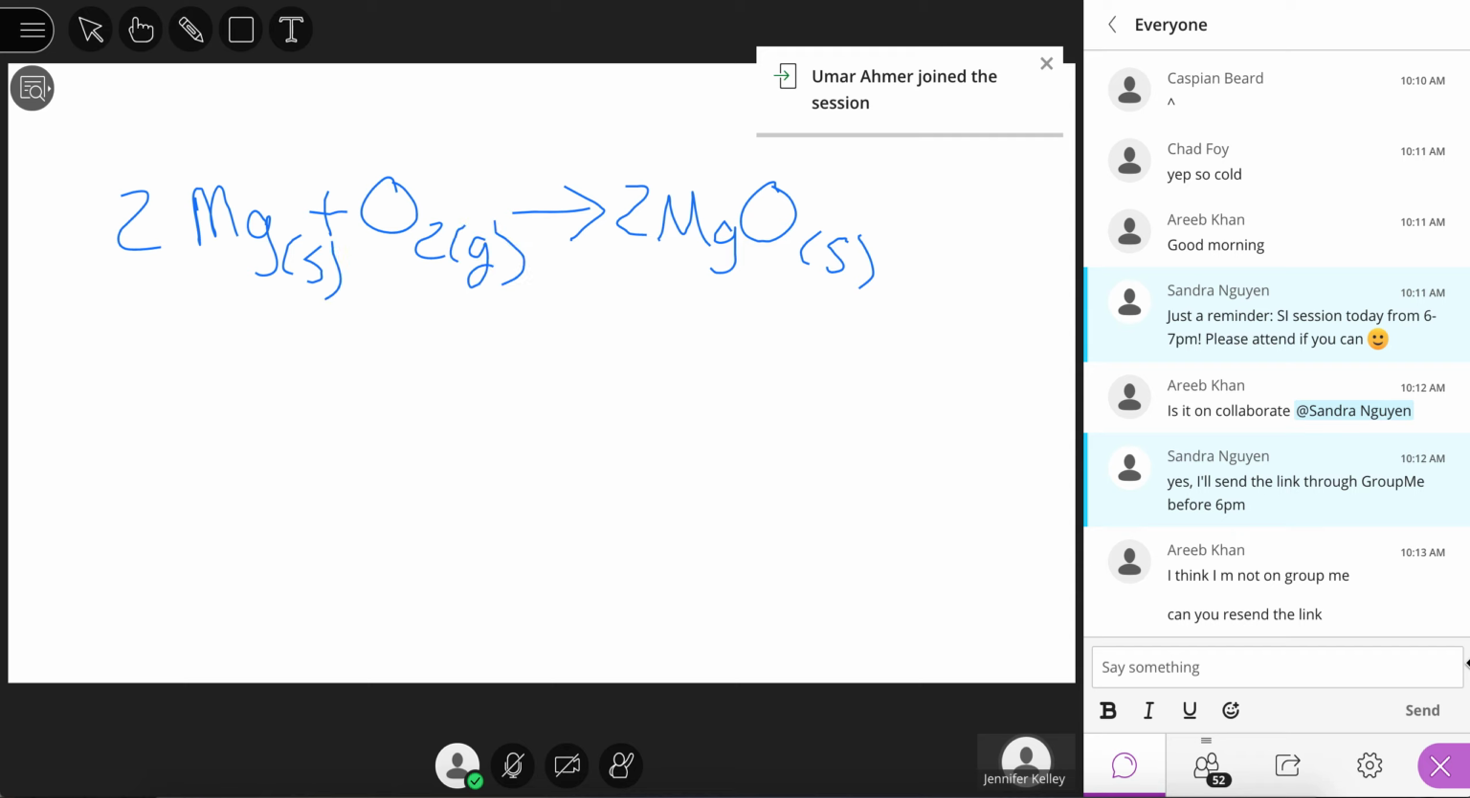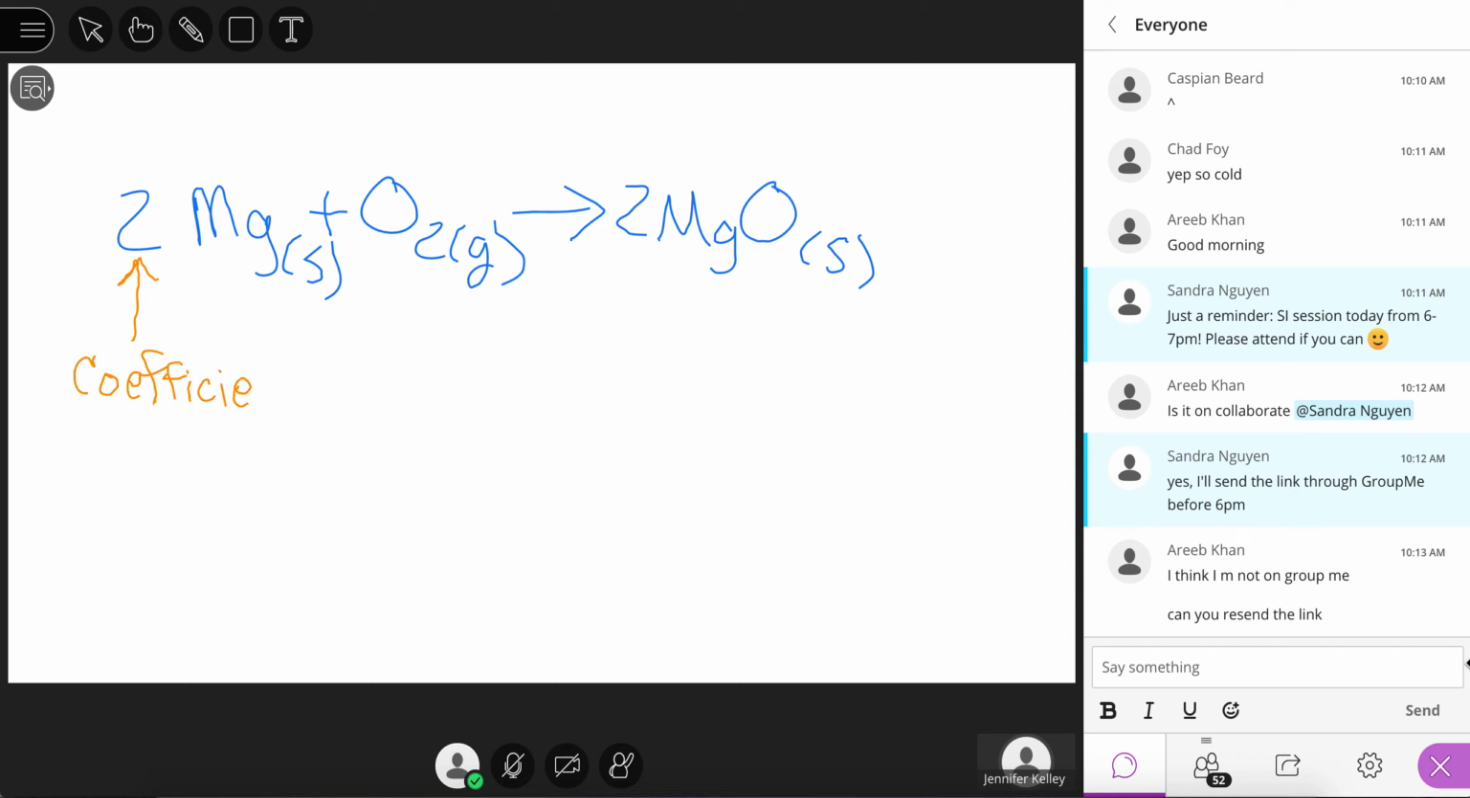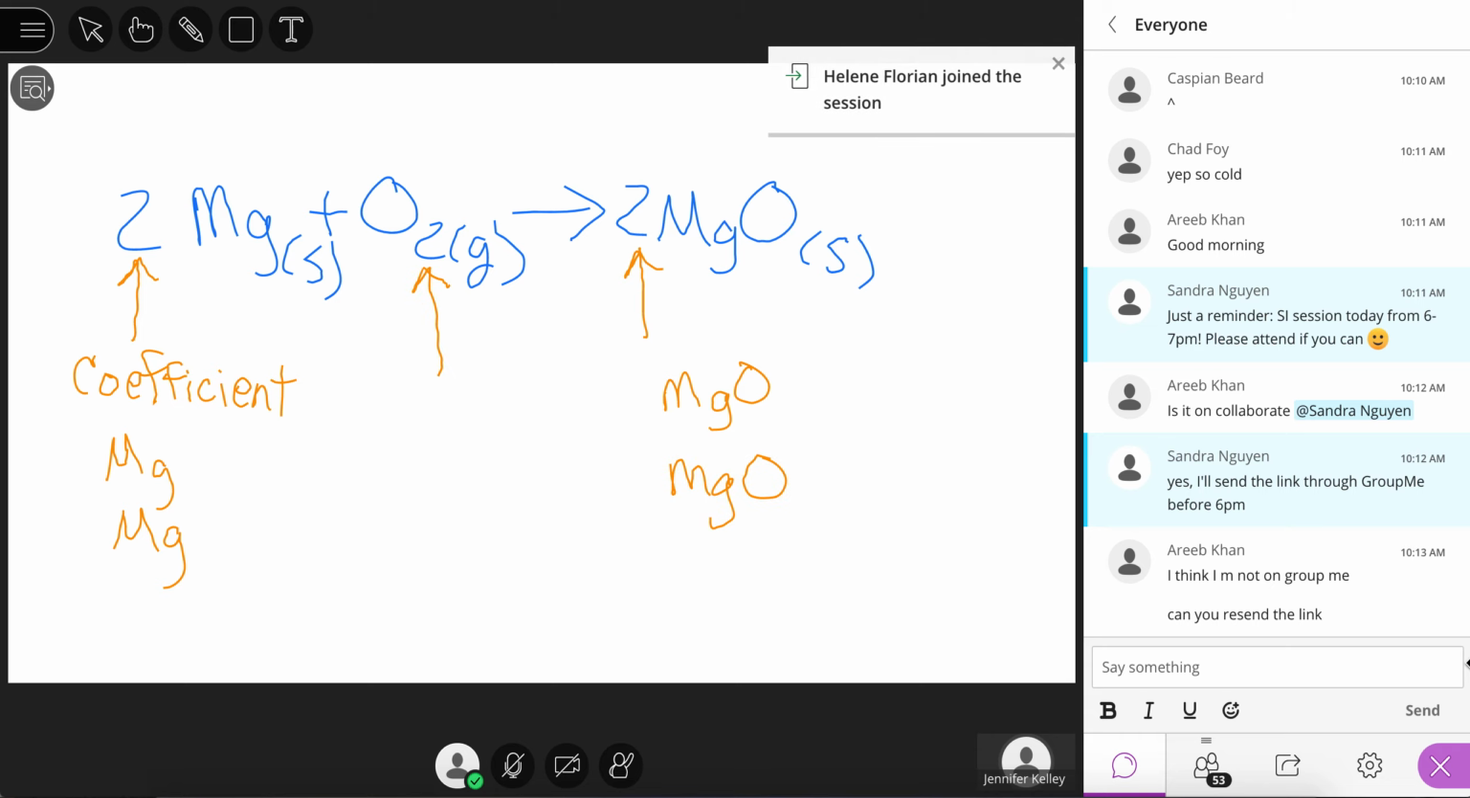All right. So just as a reminder, that's a coefficient. What it means is that you have two magnesiums. And this one right here means you have two magnesium oxide. And this is a subscript, and it's just saying that your molecule looks like that. It doesn't tell you how many you're using for the reaction. It just tells you basically what it's like.